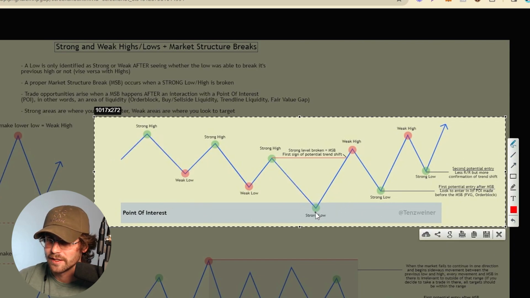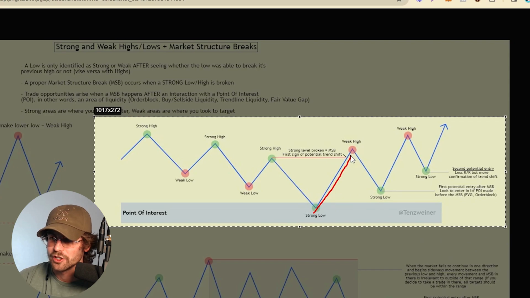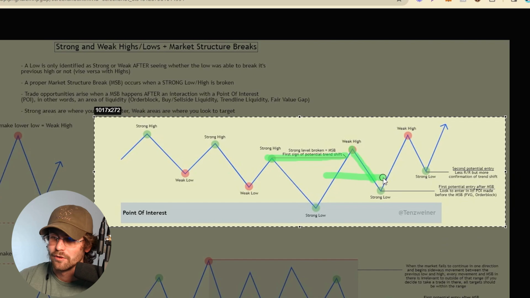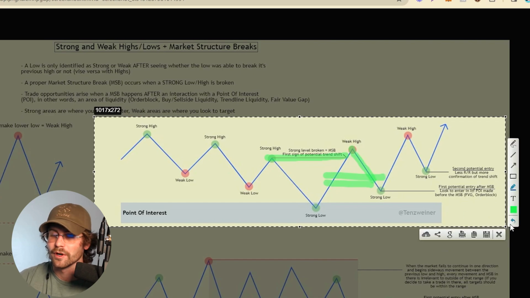You break the strong high, and this is the critical point, right? This is the market structure shift. Now you're going to produce higher lows continually. You're going to find entry after that low breaks a strong high because you'll get a pretty strong reaction, and typically a fair value gap or some type of imbalance will be before that structure was broken, and then you just target the next highs.